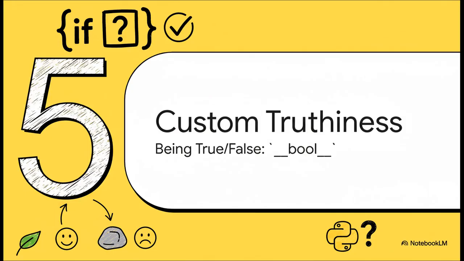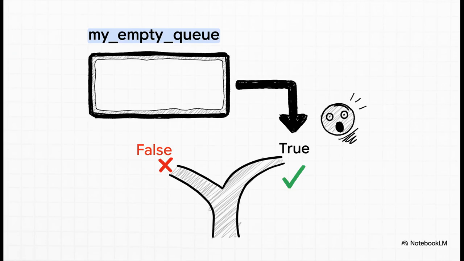And for our final superpower today, we're talking about truthiness. You know, what happens when you put one of your objects in an if statement? Does it count as true or false? Because the default behavior here can be the source of some really sneaky bugs. Here's the problem. By default, an instance of a class you create is always considered true. Always.